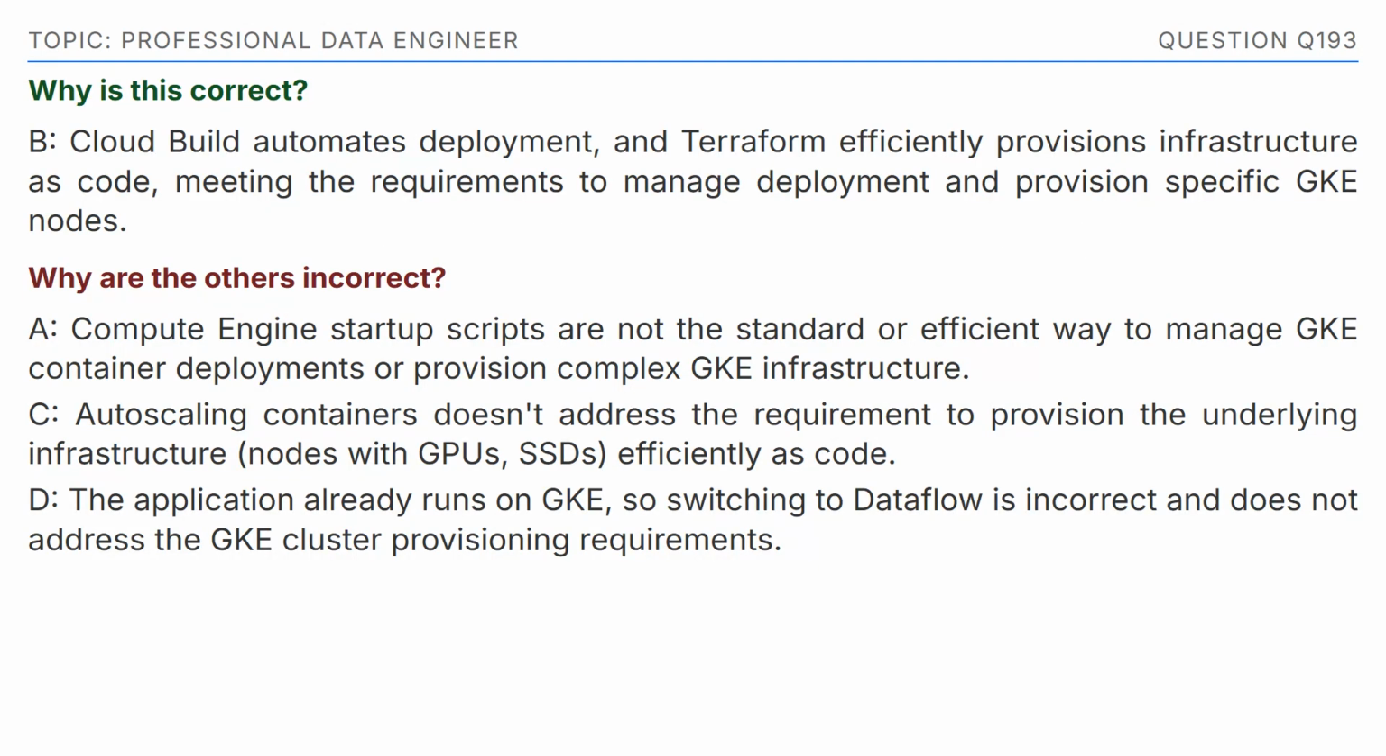Why is this correct? B. Cloud Build automates deployment, and Terraform efficiently provisions infrastructure as code, meeting the requirements to manage deployment and provision specific GKE nodes. Why are the others incorrect?